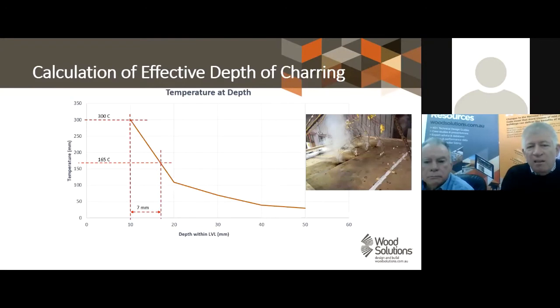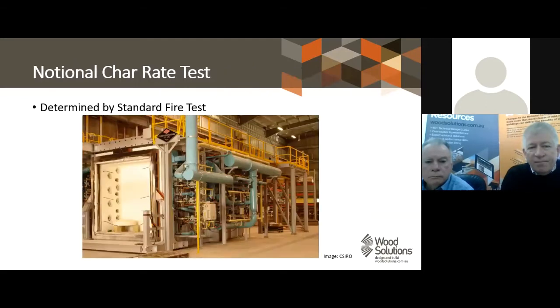And what does that mean in reality? If we look at that same process we looked at before, the change of temperature at depth, 7 millimetres will go from 300 degrees Celsius to 165 degrees Celsius within that 7 millimetres. So it kind of makes sense.